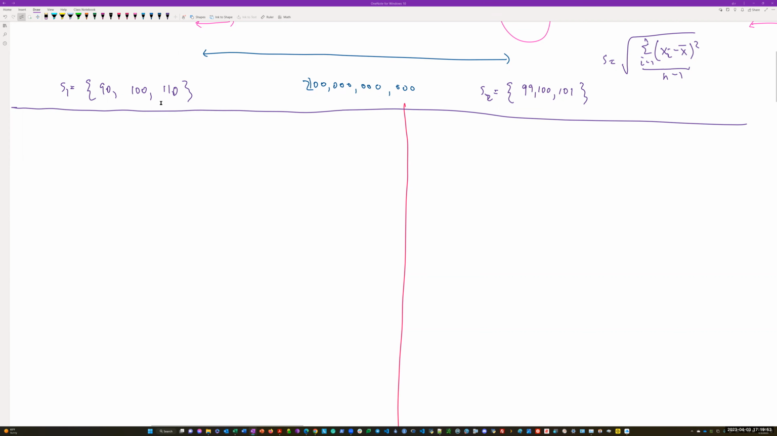What's the average of the first one? What's the average of the second one? 100. These two things have the same averages. Is that correct? Which one has more variation? First one. Does that make sense? If you had to guess a number that you said was the variation, what would you guess for the first one? What would you guess for the second one?